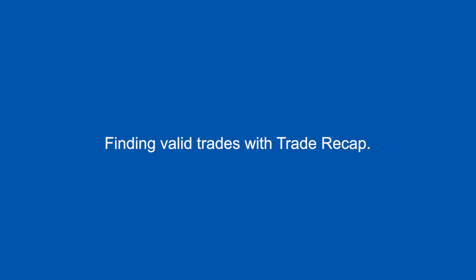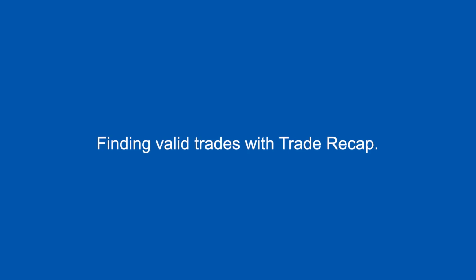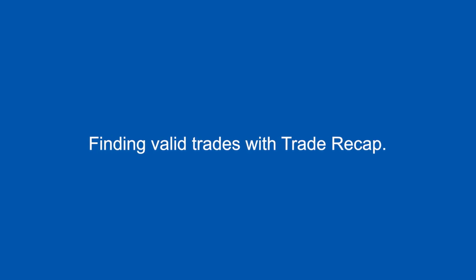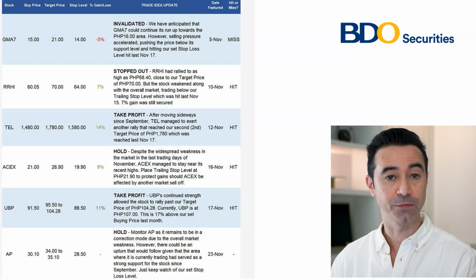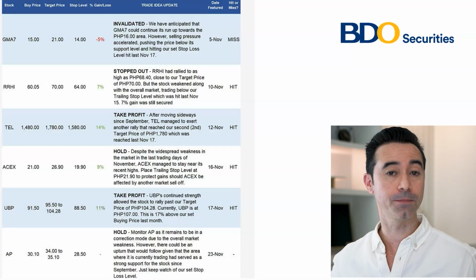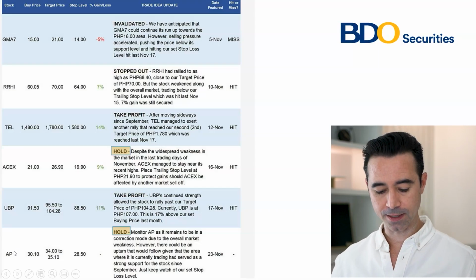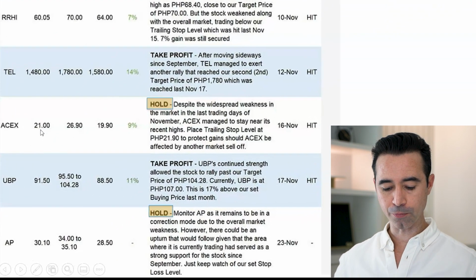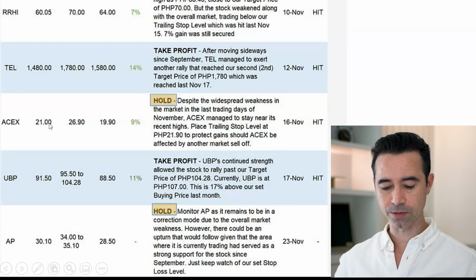So the next thing I want to do is go back to the trade recap and show you the process I might go through to find trades that are still valid. The first thing I'll do is look at the trade idea updates. We have ASEX and AP. Now I see that the buy price for ASEX is 21 pesos, the target price is 26.90 pesos, and the stop level is 19.90 pesos.